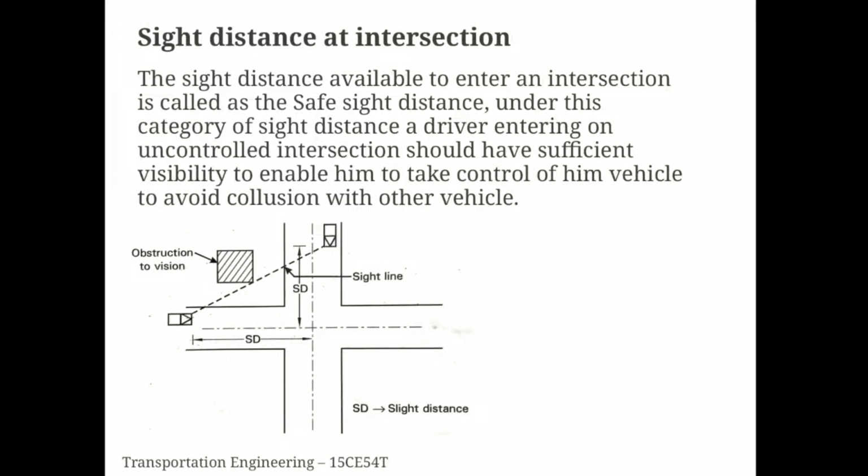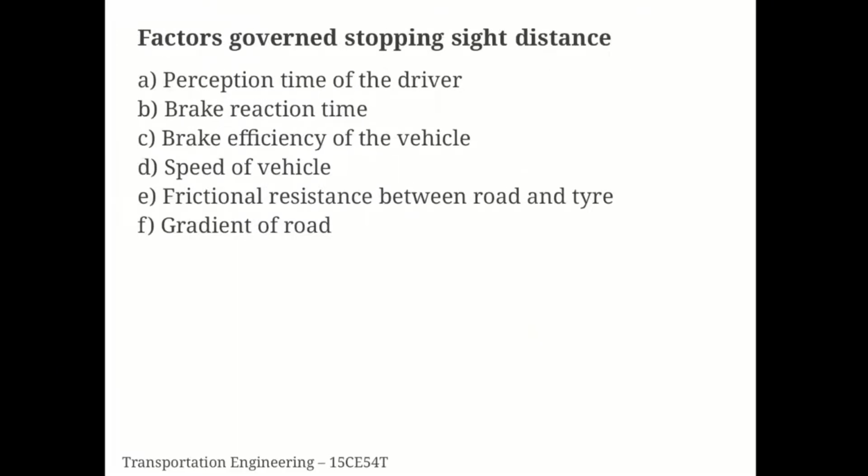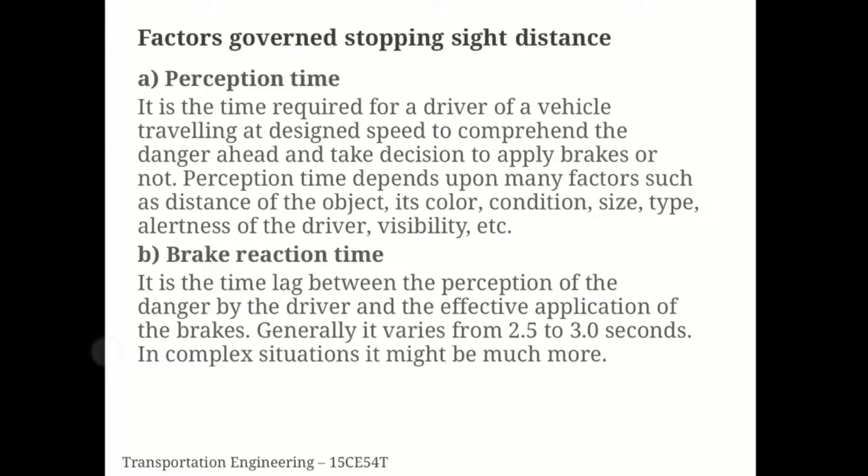Sight distance at intersection: the sight distance available to enter an intersection is called the safe sight distance. Under this category, a driver entering an uncontrolled intersection should have sufficient visibility to enable him to take control of the vehicle to avoid collision with another vehicle. Factors governing stopping sight distance: perception time of the driver, brake reaction time, brake efficiency of the vehicle, speed of the vehicle, frictional resistance between road and tire, and gradient of the road.